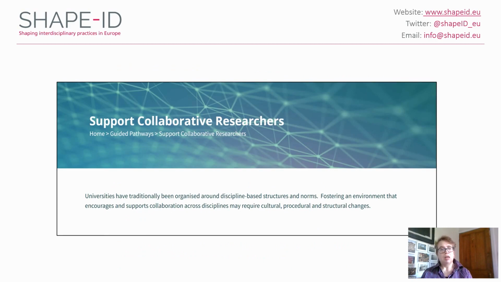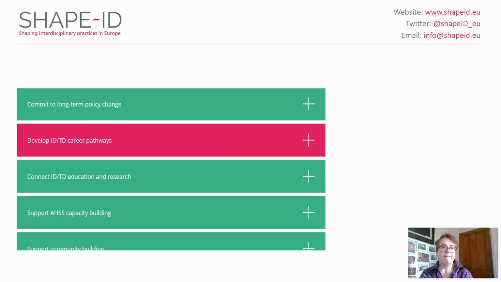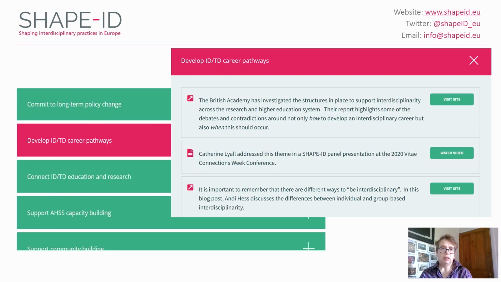And finally, we wanted to create some resources for those who support collaborative researchers, inter- and transdisciplinary researchers. And again, it's the same setup with the goals and the accordion. Next slide, please. And next slide. And this is about creating an IDTD curriculum CV, I think. Oh, it's about career pathways. Sorry, I don't know which accordion I highlighted for this.